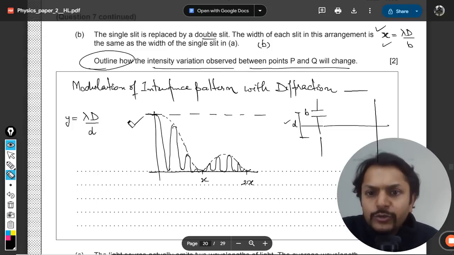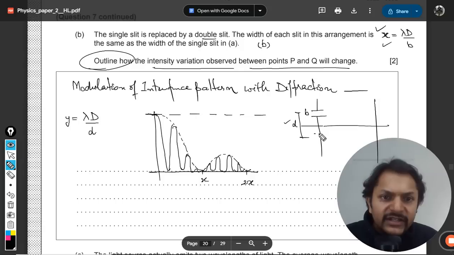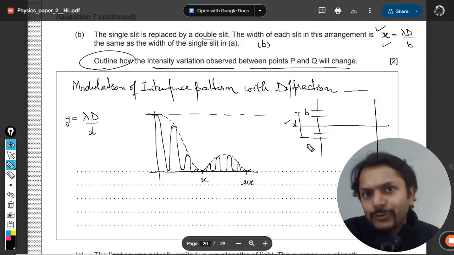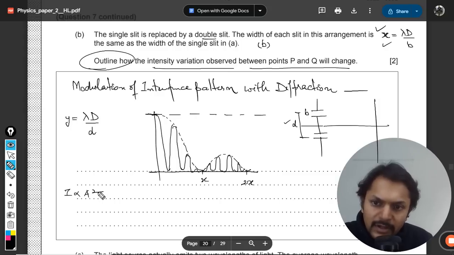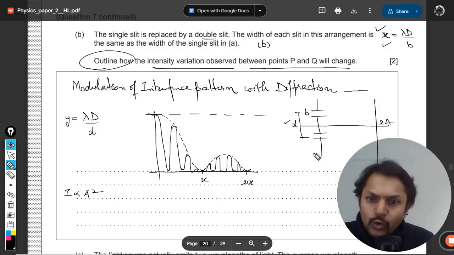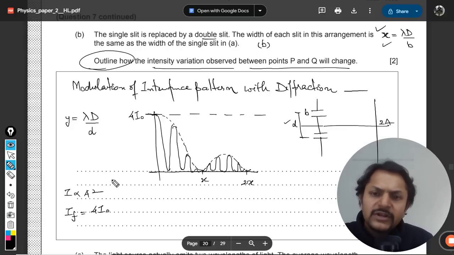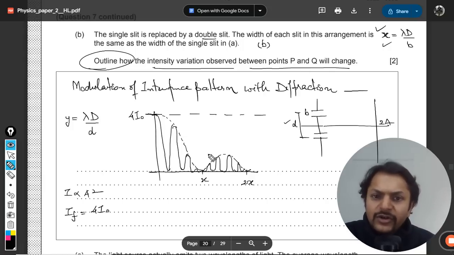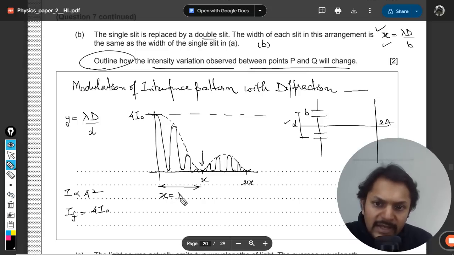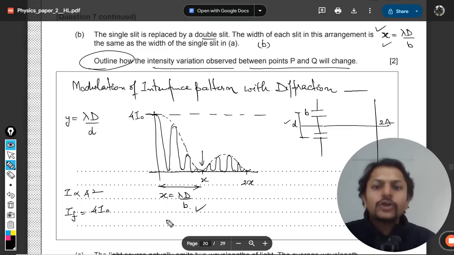Now, another point to be noted here is that instead of one slit, there are two slits. Definitely the intensity is going to be better. Intensity is directly proportional to the square of the amplitude. When there are two slits, the amplitude will become 2a. So the final intensity will be 4 times the earlier one because it will be squared. And the interference pattern is going to be modulated with the diffraction pattern. Another thing is that this value of x, which was lambda D divided by b, is not going to change.